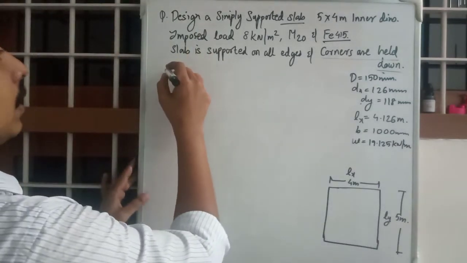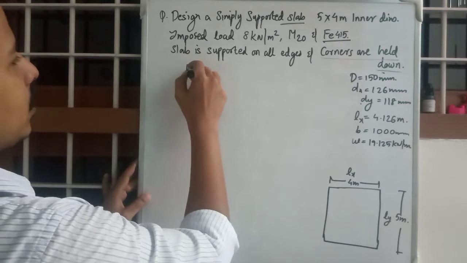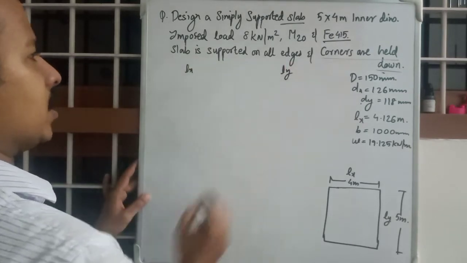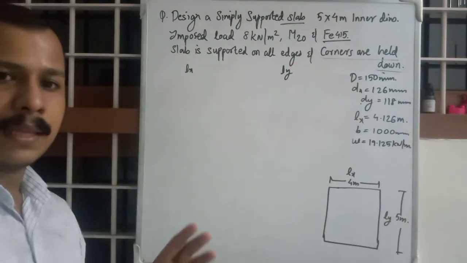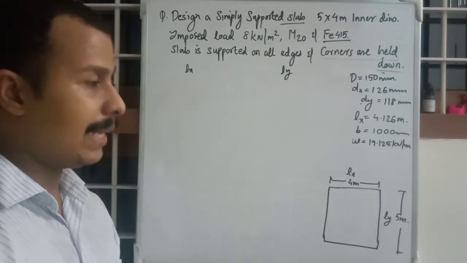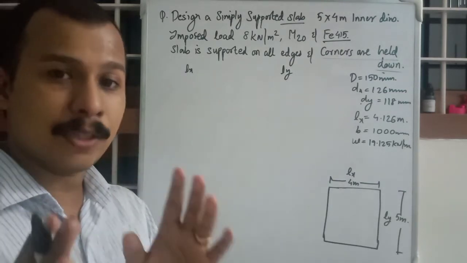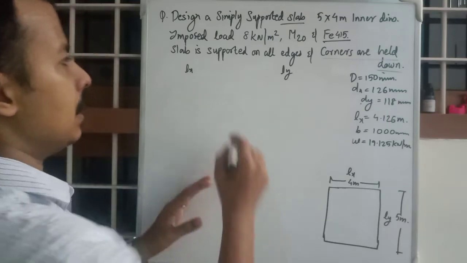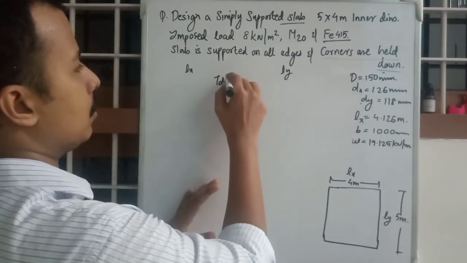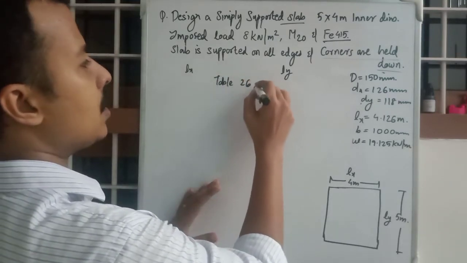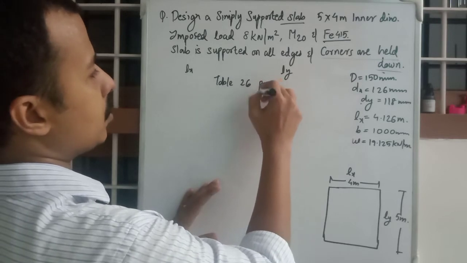Now you calculate the bending moment. For bending moment, we will calculate in the Lx direction and the Ly direction, and instead of using page number 91, table 27, you will be using table 26 from the same page.